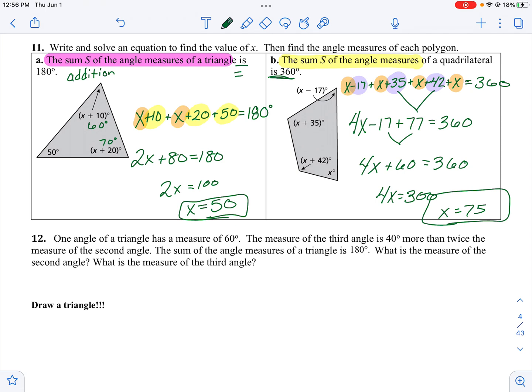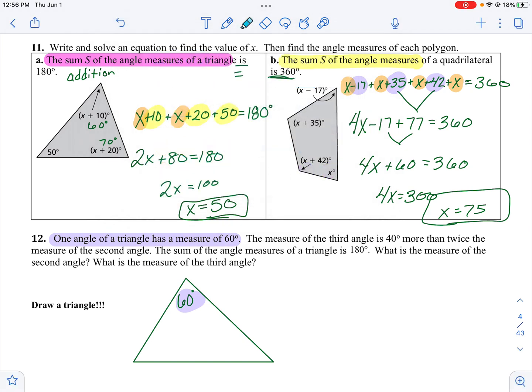One last problem I'd like to try together says that one angle of a triangle has a measure of 60 degrees. Hold up, let's draw a triangle. I don't have a picture, let me draw it. One is 60. Okay, done. So we're done with that.